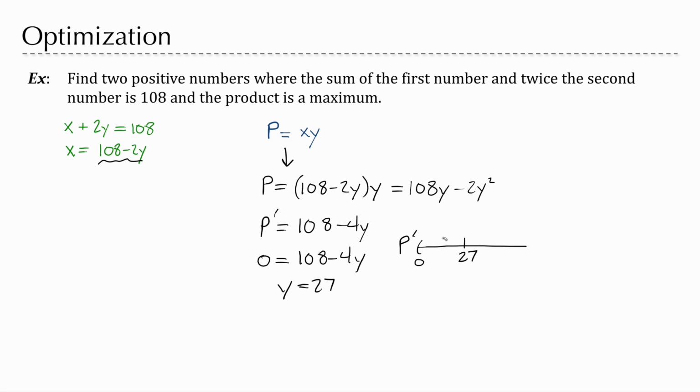So choosing values on both the left and right sides of 27 and plugging them into the first derivative, we do discover that numbers between 1 and up to 27 are positive. On the other side, they're negative, which does in fact verify that that is a maximum.